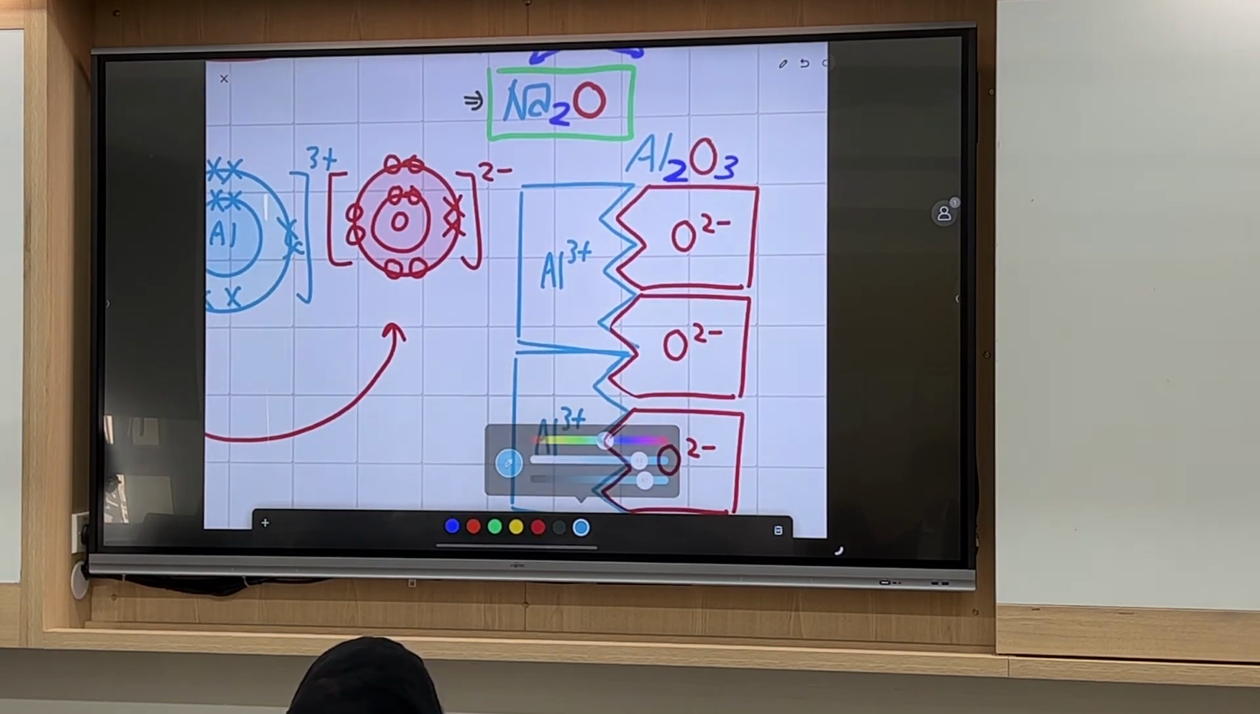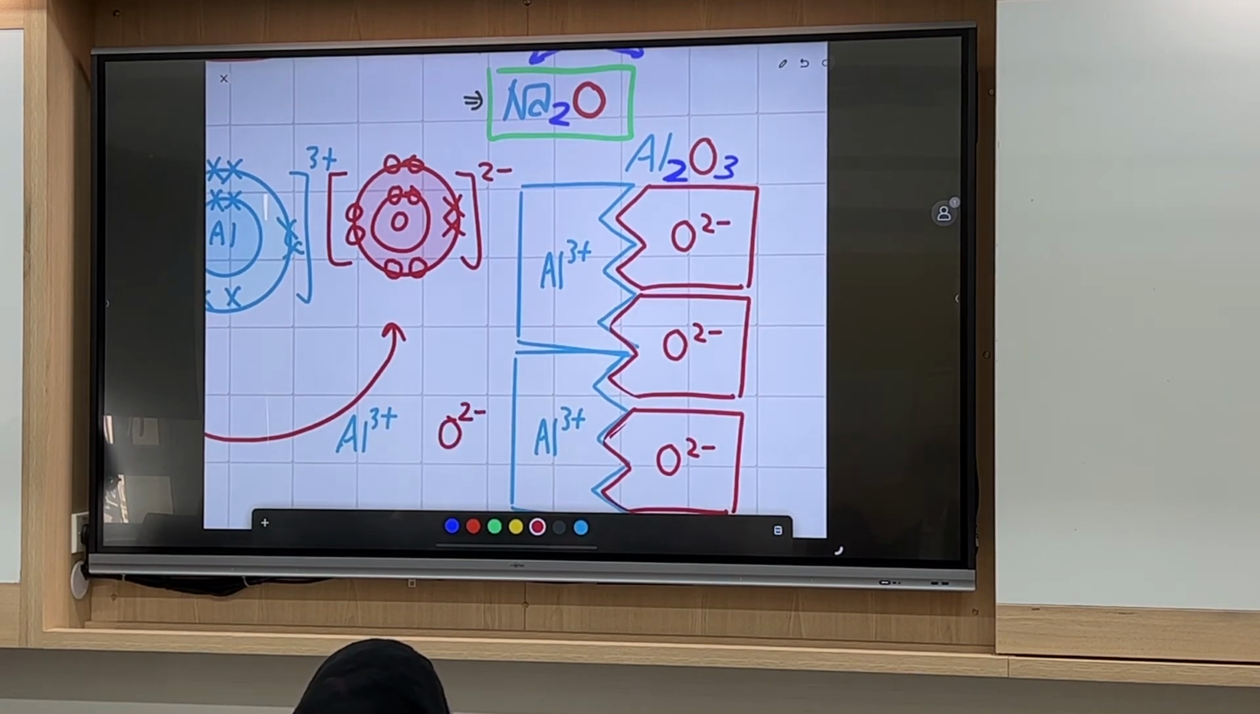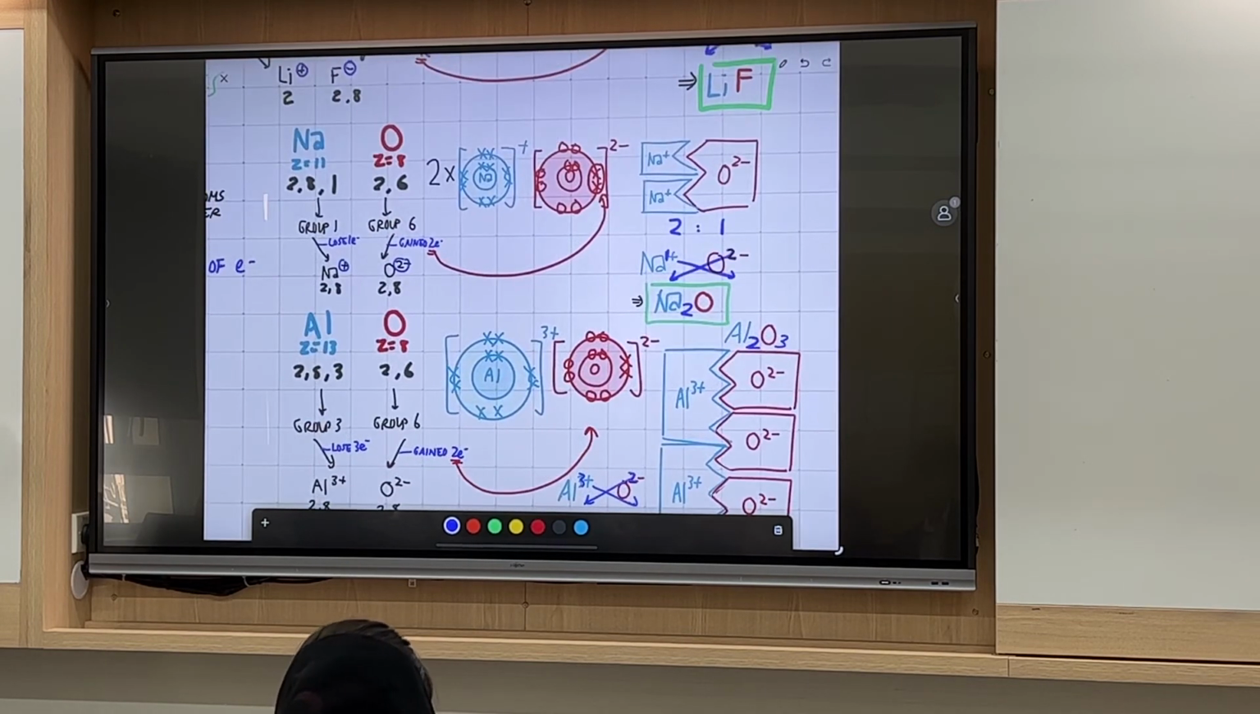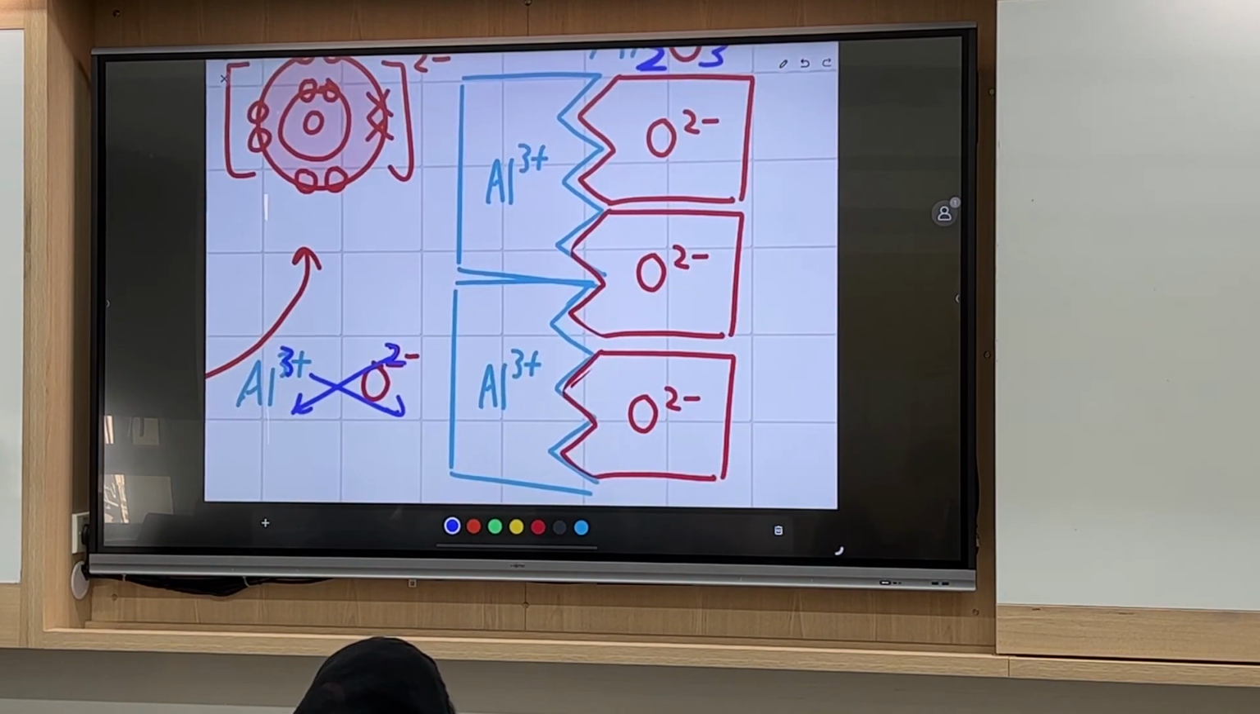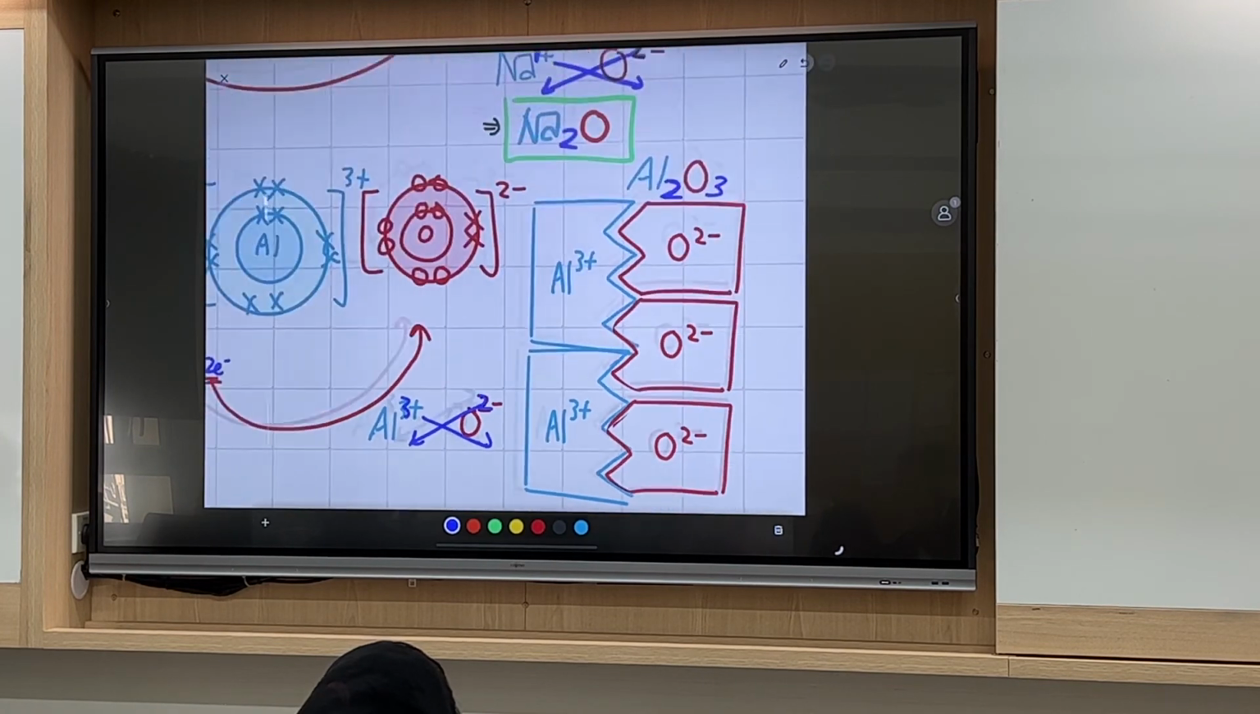I know this is complicated, right? Which is why the alternative method is to use the crisscross rule. When you put Al3+ and O2- next to one another and swap the numbers, you get the same answer, Al2O3. I encourage students to use a variety of methods because one method that works for you may not work for other students. So just pick the one you like most. I kind of like this method. It just explains things so much better.